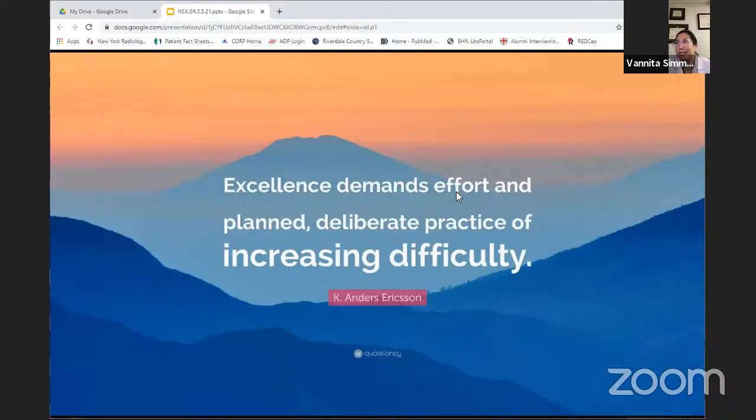So excellence demands effort and planned, deliberate practice of increasing difficulty. We must continually challenge ourselves as educators and push our learners to the next level. This not only applies to neurology, neurosurgery, urology, but also to medical education.